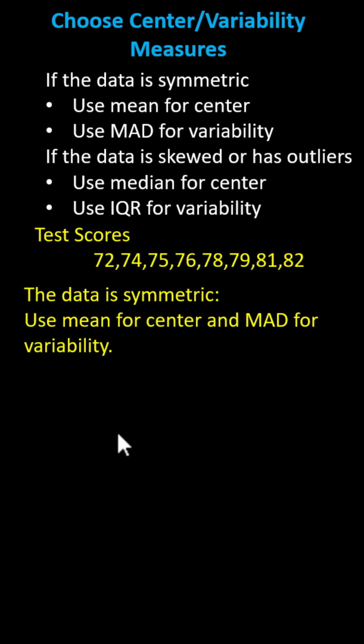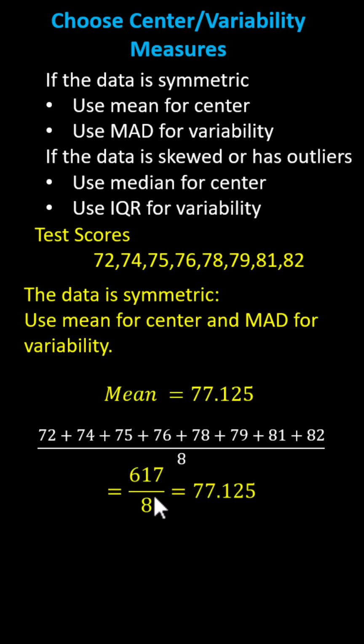Recall, to determine the mean, we sum the data values and divide by the number of data values. We have 8 data values, and the sum is 617. 617 divided by 8 equals 77.125, which is the mean, which is our best measure of center. And now let's work on determining the best measure of variability, which is the mean absolute deviation, on the next slide.